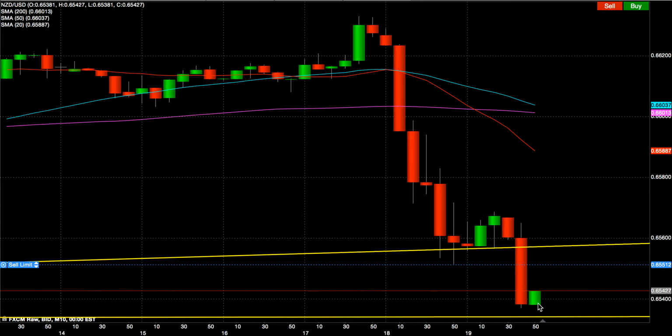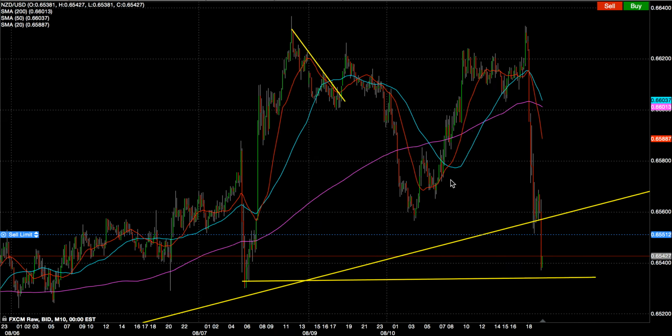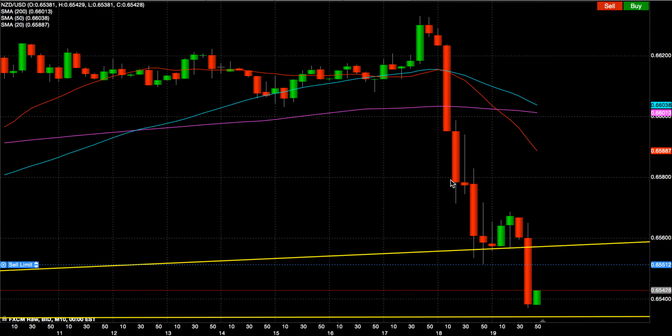Nice little bounce off of that level. Again, this low could be acting as a double bottom, but this is a very nice sell-off. So, must be some news or something.